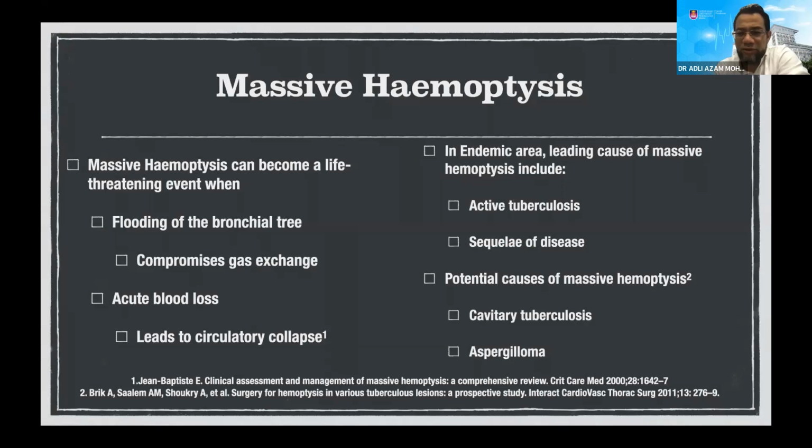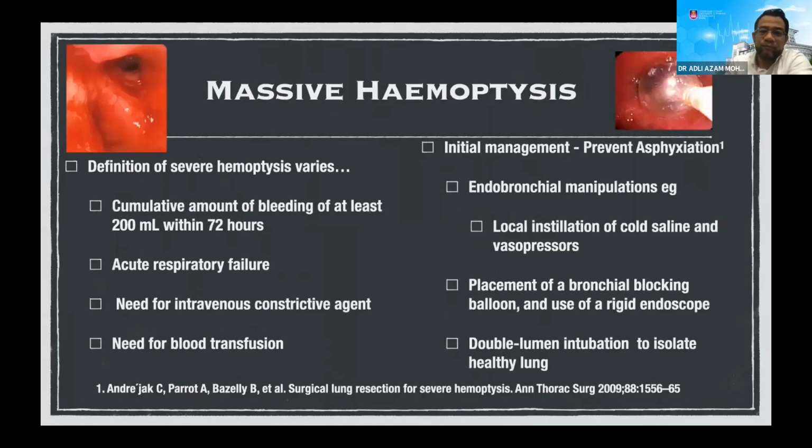And of course, in an endemic area like our region, the leading causes of massive hemoptysis include chiefly tuberculosis, also sequelae of the disease. So this is our working diagnosis when the patient presents to us the first time. Other potential causes of massive hemoptysis can be cavitary tuberculosis and also aspergilloma.